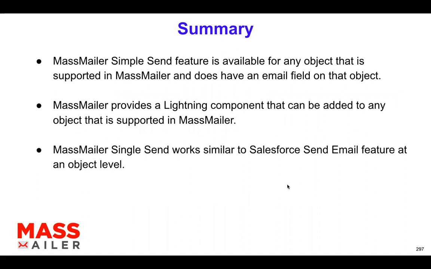So just to summarize, this feature would be available for any object that's supported in MassMailer, provided there is an email field on that object. Sometimes you may not have an email field, even though you enable that in the MassMailer setup page. You won't be able to send email because there's no email field on that particular object. So the main intent of creating this feature is to make it easy for end users. If they just want to send a quick email, go to the record, fill in the information, like what email they want to send, and then send it, right?